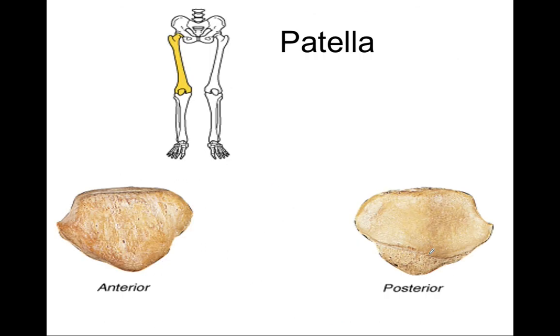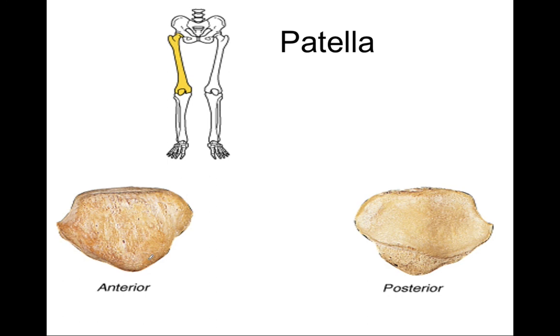Now, as we continue to work our way more distally down the leg, we have the patella. The patella is often referred to as the kneecap, and all you really need to know about the patella is that the posterior side has a large flat facet on it. It's going to articulate with the femur, and it's also the largest sesamoid bone found in the body.